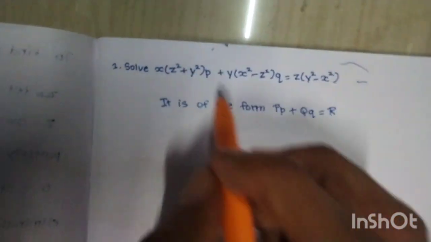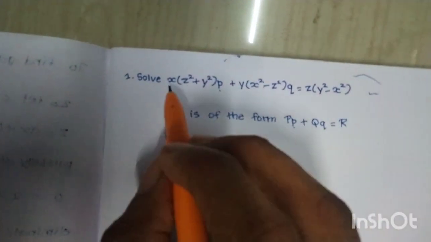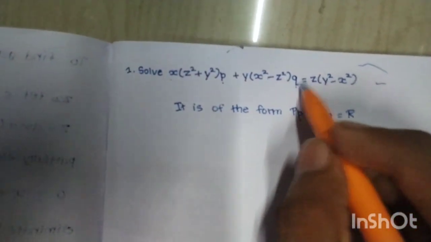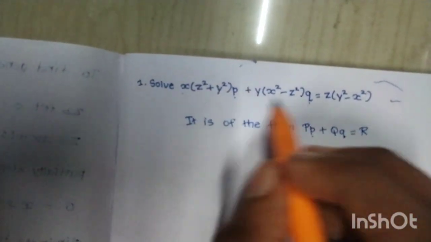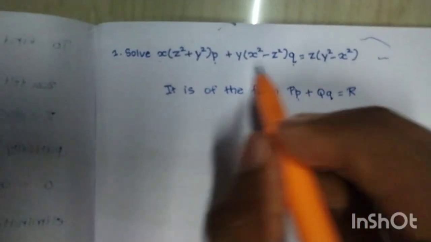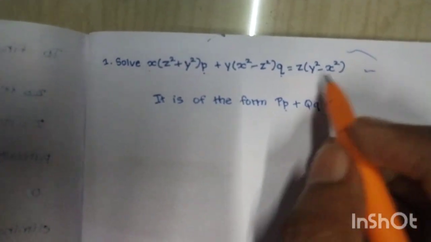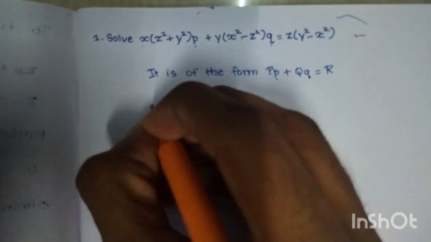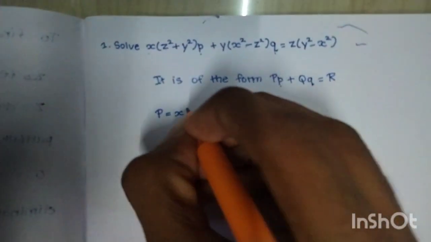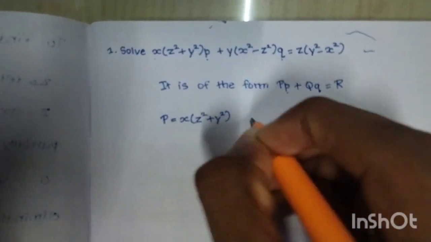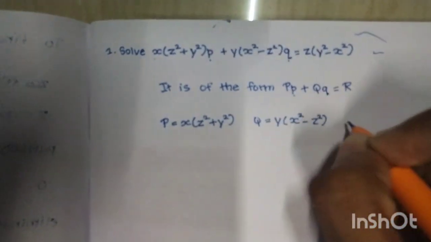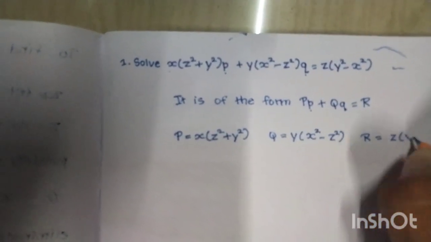We can see that here small p is there, here small p is there. So, we are taking this whole as a capital P. Here small q is there, here small q is there. So we are going to take this as capital Q. So equal to R. So this term as R. So we are writing P equal to x into z square plus y square. Capital Q equal to y into x square minus z square. Capital R equal to z into y square minus x square.